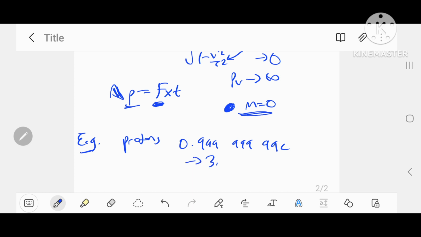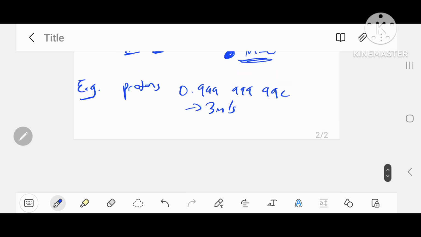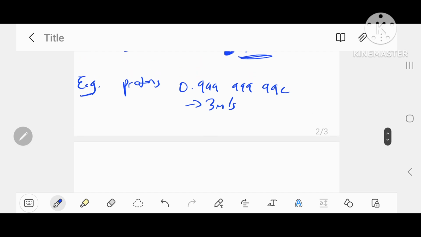which is basically 3 times 10 to the 8 meters per second. That's less than the speed of light. And the relativistic momentum of the protons traveling at this speed is around 8,000 times greater than the momentum predicted by Newton. A massive difference. So the momentum is roughly 8,000 times greater. If you use Newton's P equals mv, you won't get an accurate result.